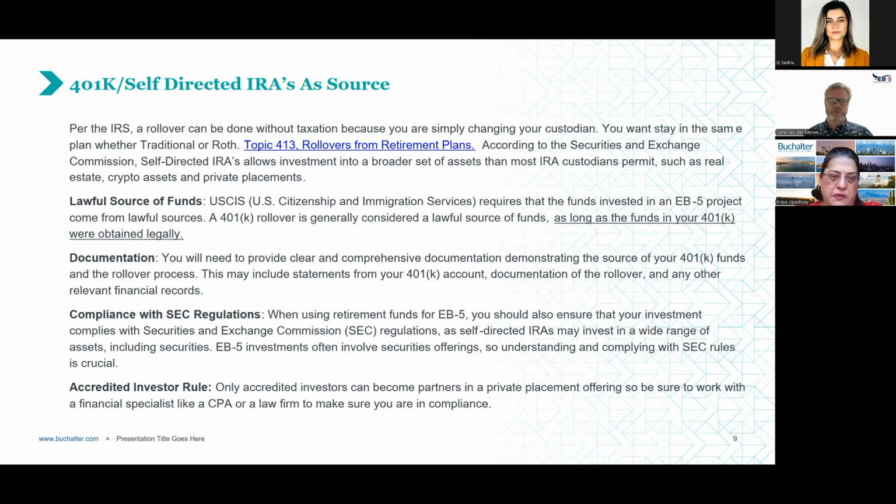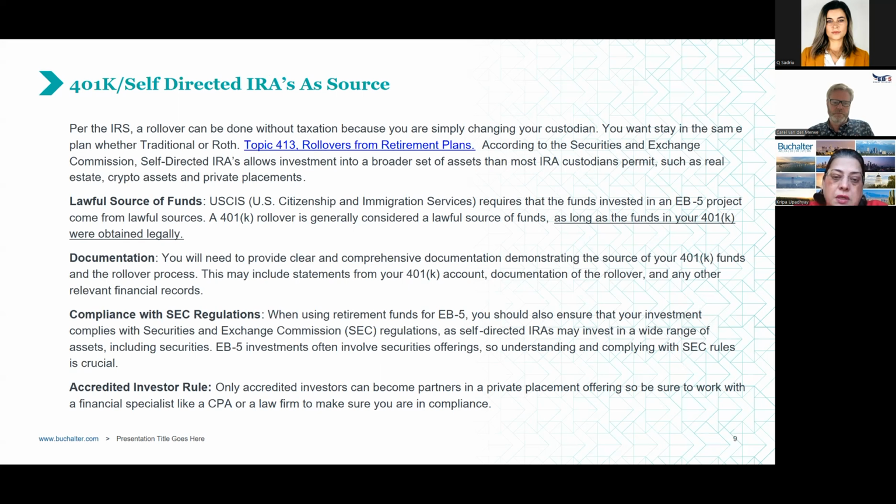This wasn't something that we encountered prior to that. The short of it is that it is legal. USCIS has approved applications now, multiple applications, where 401ks or self-directed IRAs are the source. How you go about doing it, though, is very, very different, and you have to be very careful.